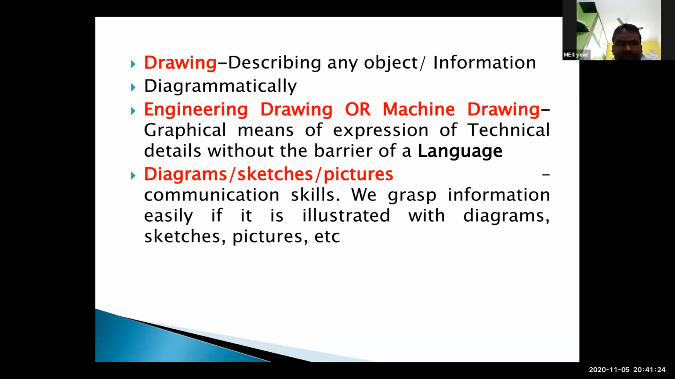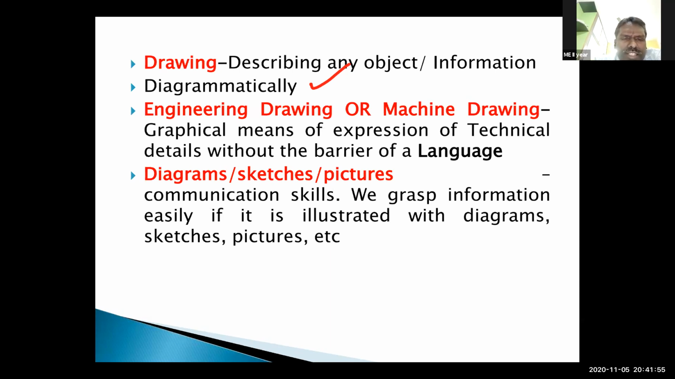Drawing describes any object or information diagrammatically. With the help of diagrams, drawing can describe the object or the information. So suppose an object is there. It can be represented diagrammatically.